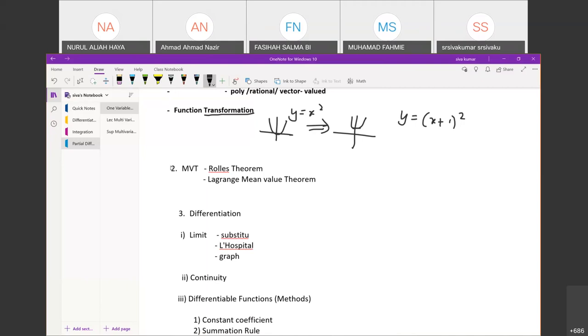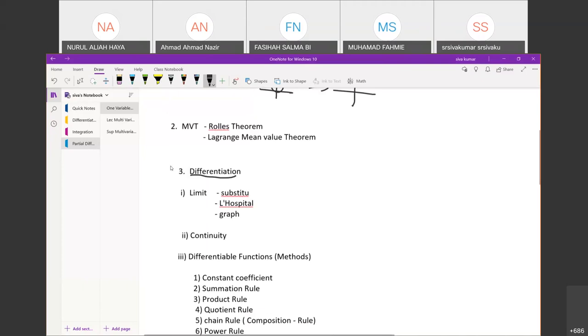Then the third one, you already learned differentiation, okay? Differentiation and integration are the most important. For survival in mathematics at a higher level, it is impossible without differentiation and integration. If you face any problem in differentiation and integration, that is a stumbling block for you to master or to penetrate into mathematics. Therefore, if you face any problem here, please spend more time here.